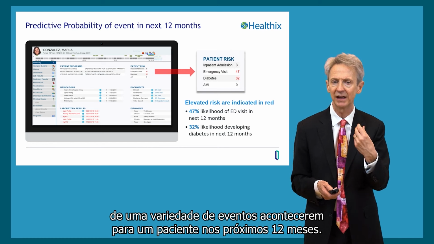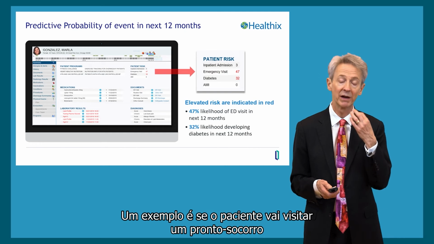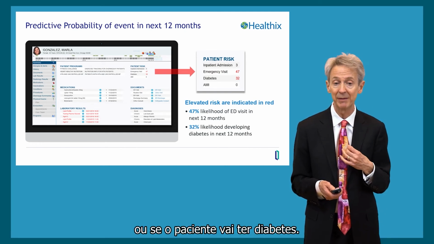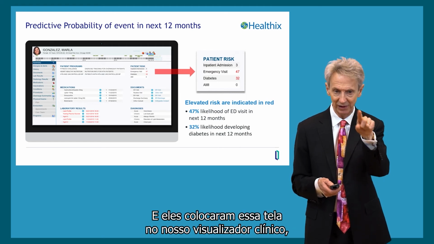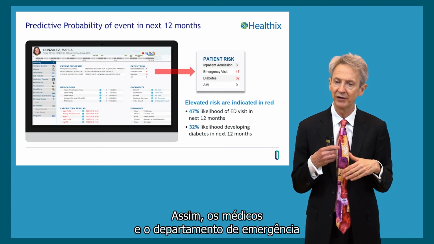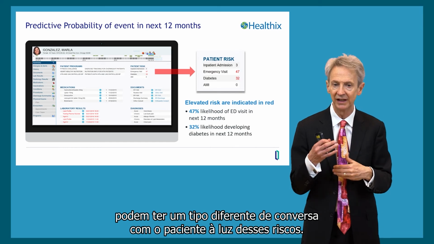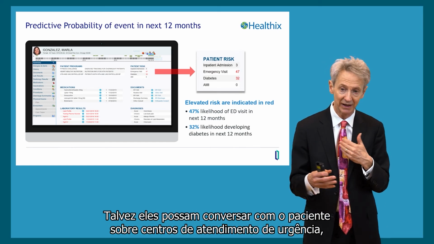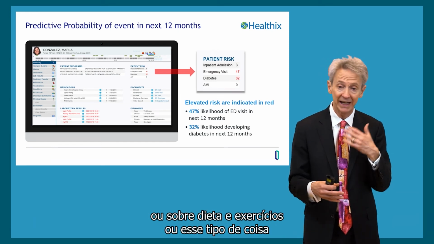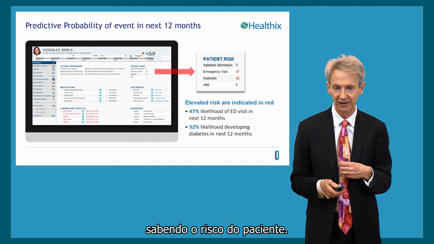And then the third use case I'll talk about is a general model around predicting the probability of a variety of events happening for a patient in the next 12 months. So one was whether the patient will visit an emergency room or the patient will get diabetes. And they put this display in our clinical viewer. You can see the example there. So the clinicians in the ED can have a different kind of conversation with the patient in light of these risks. Maybe they can talk to the patient about urgent care centers or their diet and exercise or those kinds of things, knowing the risk of the patient.